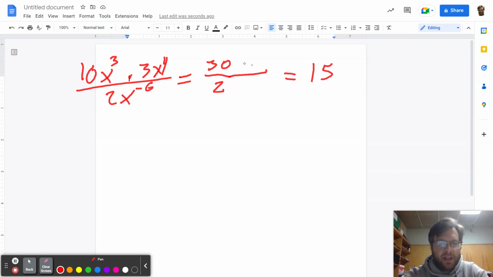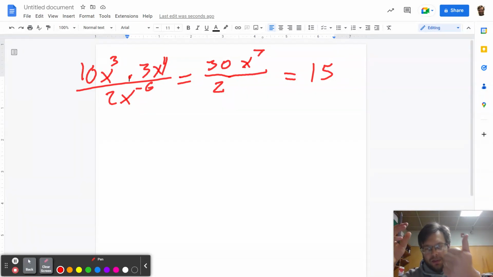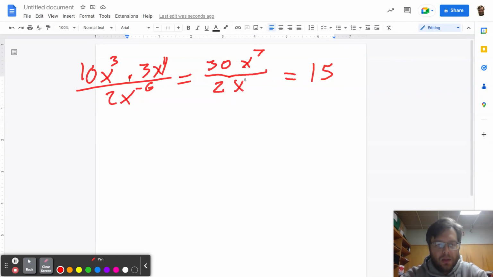Then as far as the x's go, I have x to the third times x to the fourth. So I actually end up with 7 of them. X to the third means you've got x, x, x. X to the fourth means you've got x, x, x, x. If you count that up, you've got 7 x's all in a row on the top. The bottom is x to the negative 6. Then I focus on x to the 7 divided by x to the negative 6.